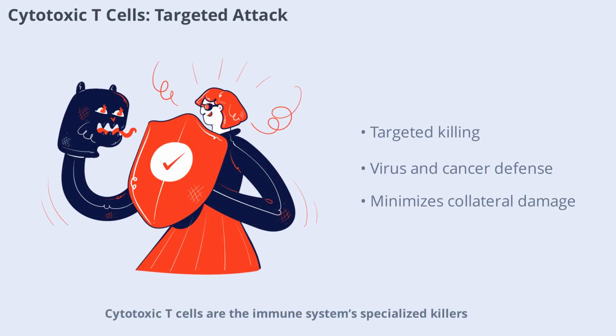Cytotoxic T cells are the immune system's specialized killers. They patrol the body, searching for cells infected by viruses or transformed by cancer. Upon recognizing a target, they release toxic molecules that induce cell death, eliminating the threat. This targeted approach minimizes collateral damage to healthy tissues, making cytotoxic T cells essential for precise immune defense.